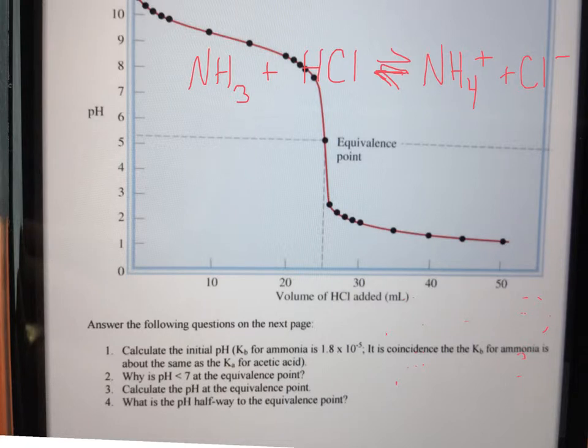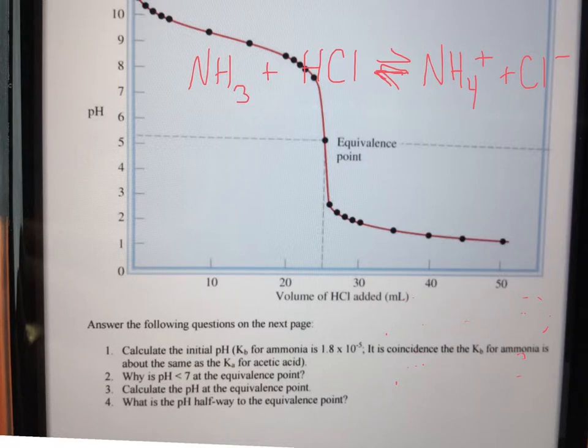For 3, we're not going to worry about calculating the pH at the equivalence point. Don't worry about that. And then 4, the last thing is, what is the pH halfway to the equivalence point? If you remember from discussions in class and earlier on the same worksheet, halfway to the equivalence point, the pH is going to be equal to the pKa, or in this case the pKb.